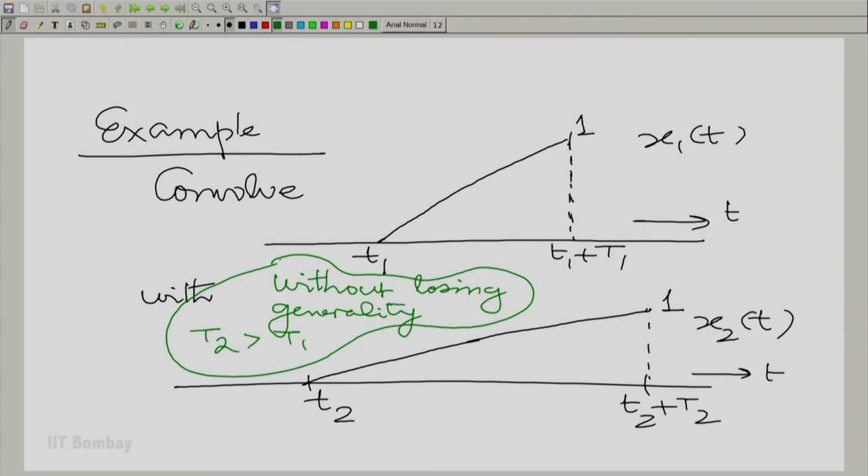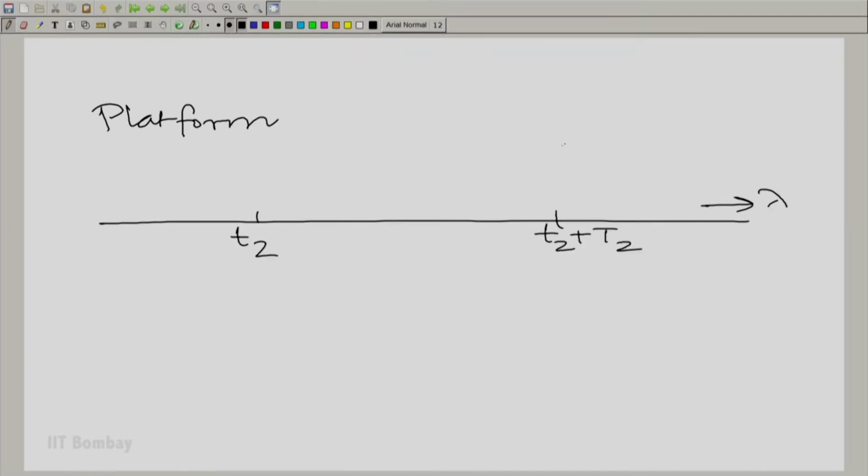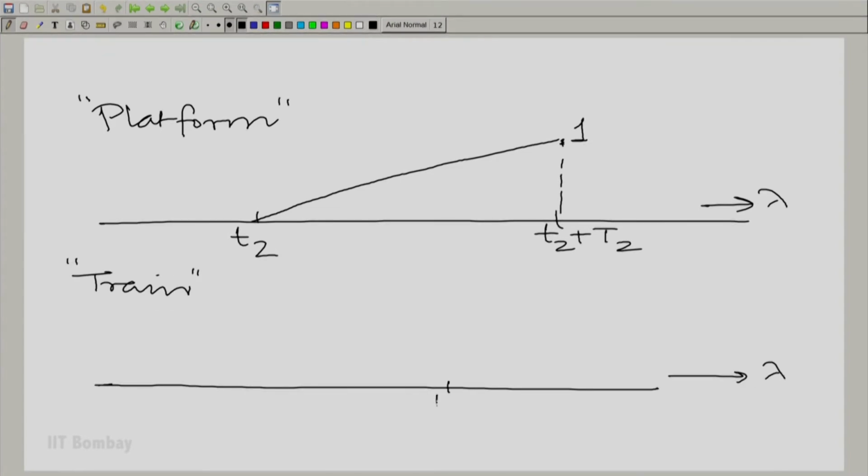We can do the same thing. We could put the platform with the passengers which have a longer strip and the train with the passengers that have the shorter strip, and let us draw both the platform and the train. The platform would now look like this. I do not need to carry out all the explanations again. I will just straight away draw the platform and the train now.